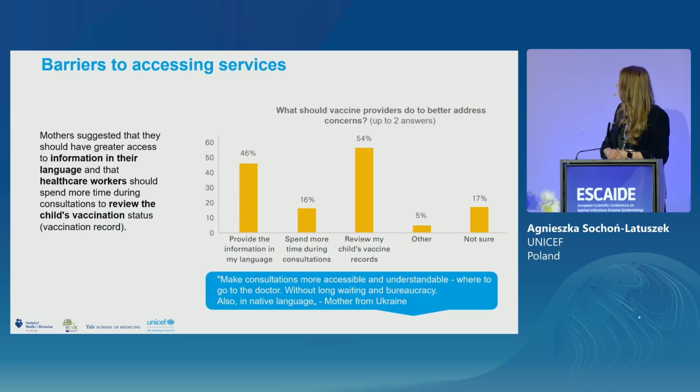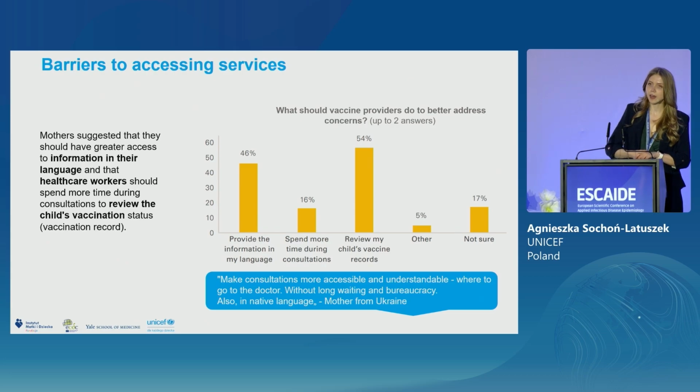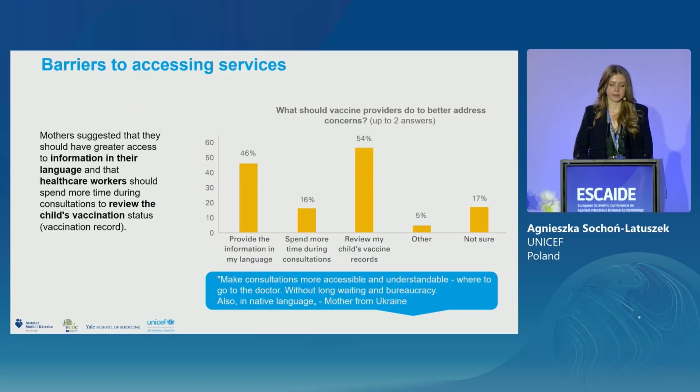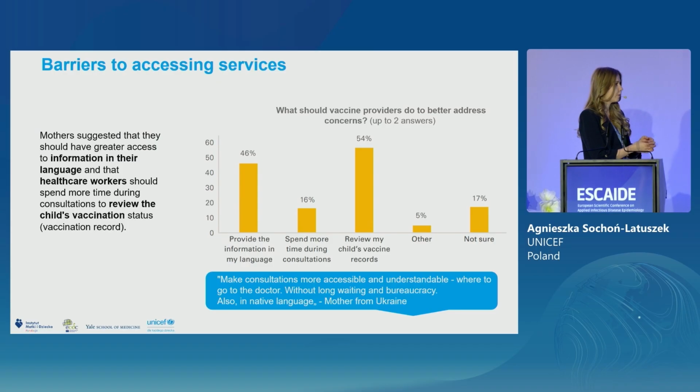I want to mention also this one. This is barriers to accessing services, again, to highlight maybe the constraints. And I talked a little bit about this reviewing the child vaccine records, but I want you to imagine how difficult it is having the vaccine records also written in a different alphabet. So for the doctors, it is also an obstacle.